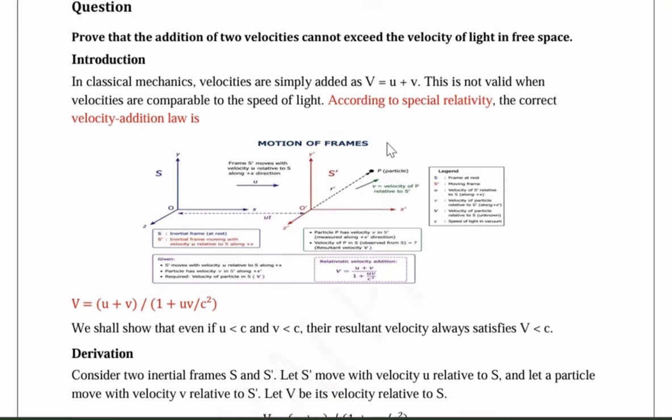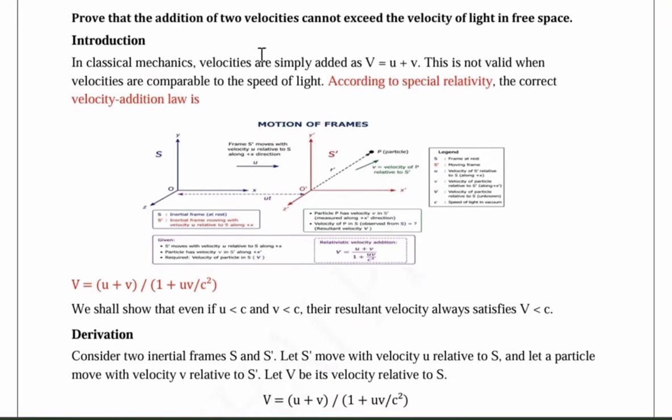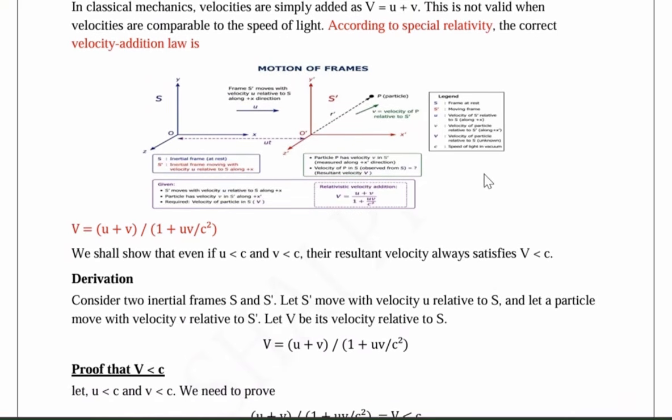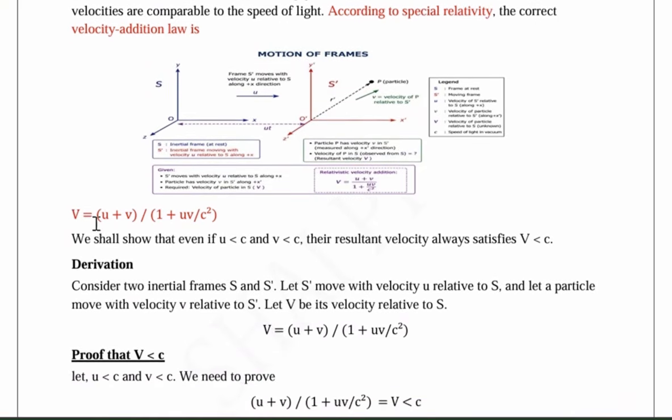So here we have to prove that the addition of two velocities cannot exceed the velocity of light. In the special theory of relativity, we know that the addition of velocity formula is given by this: v is equal to (u plus v) upon (1 plus uv upon c square).